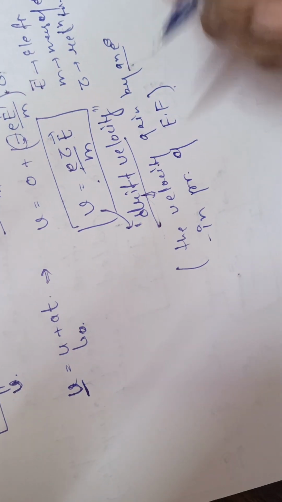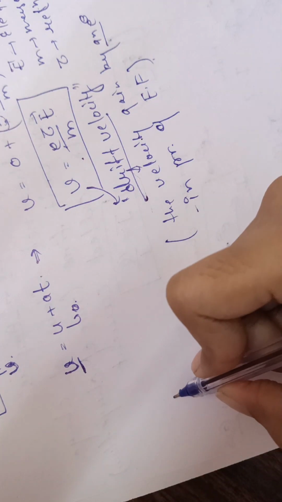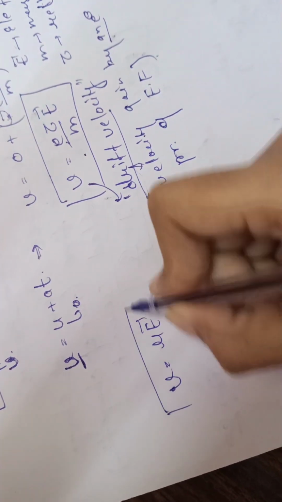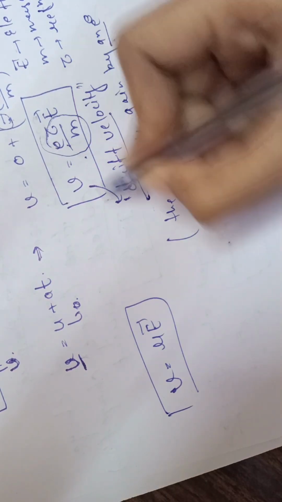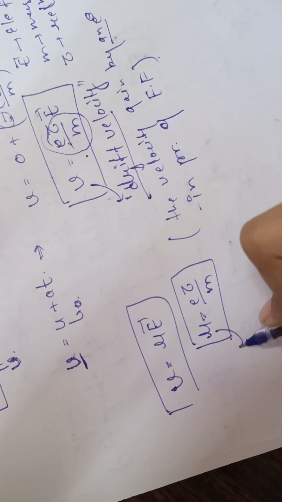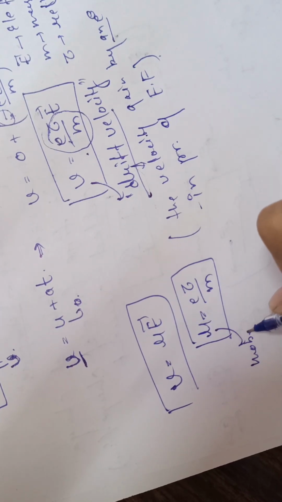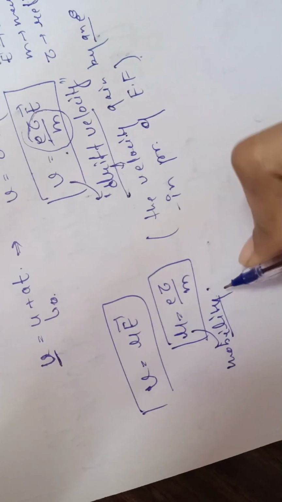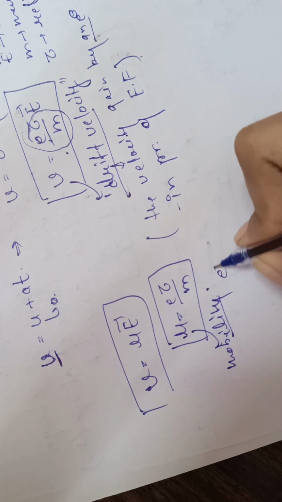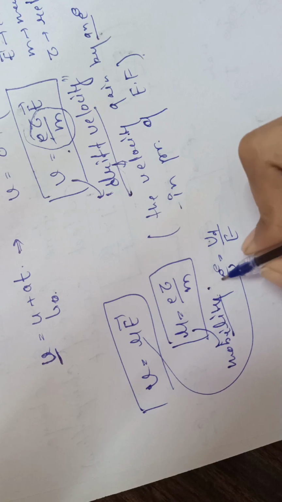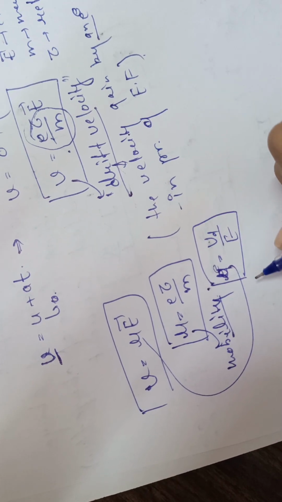Okay, so this is all, and we can also say that V equals, we can name this whole thing as mu. Mu equals e tau by m, and we can say mu is the mobility of electrons. This is just a nomenclature, you will get used to it after some time. Mobility is just the drift velocity per unit electric field, from here we can find mu.